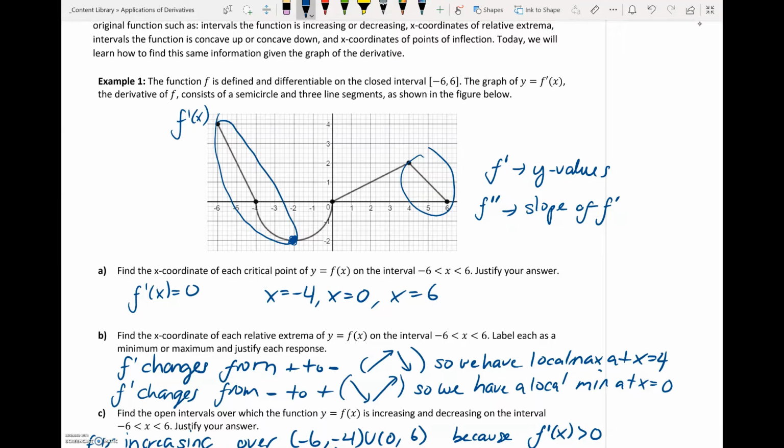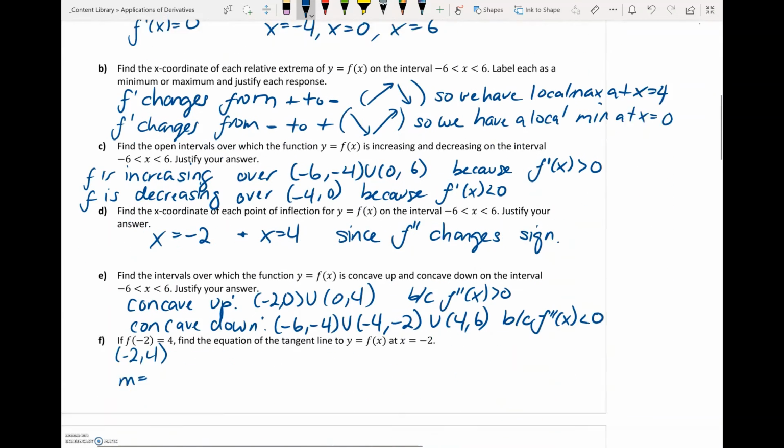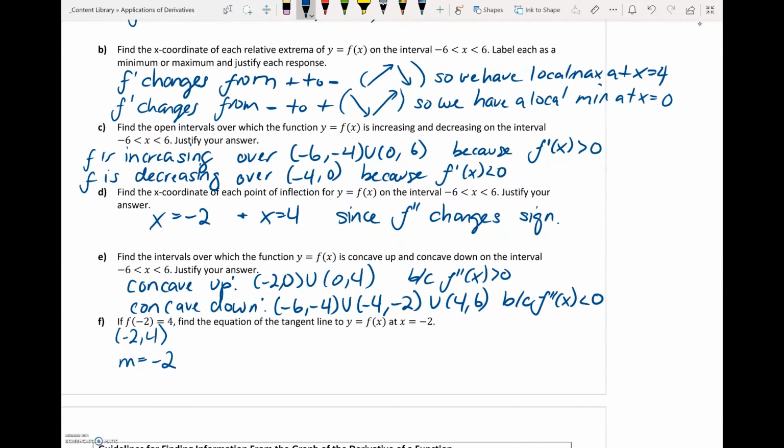So x equals -2, we're going to get an f prime value, a y value of -2. That is our slope for f. Now we put it all together in our equation. y minus the y value is equal to your slope multiplied by x minus your x value, minus -2 is +2. And that's it for that question.